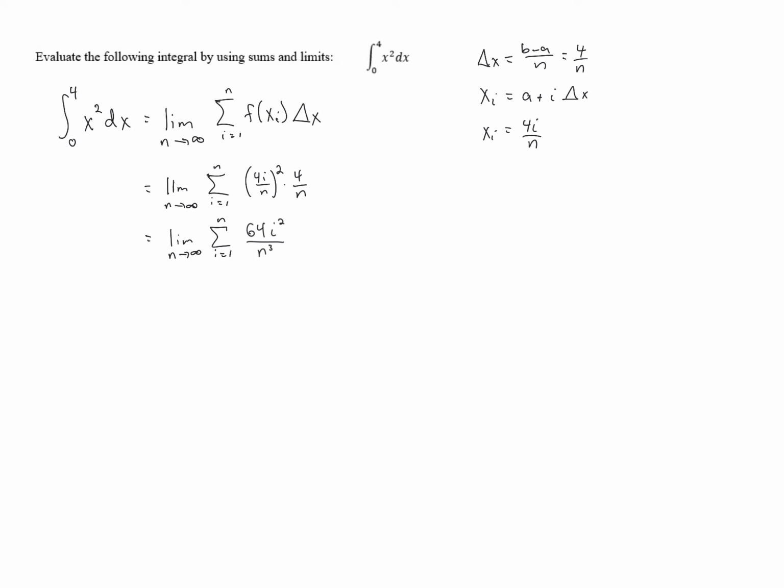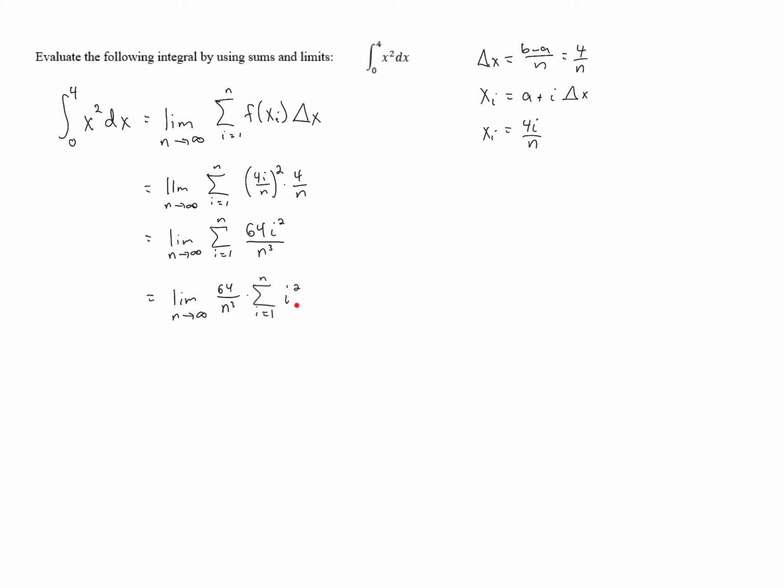And we know that if we're looking at this sum, the variable between the terms in that sum is i. i is the thing that's changing. And so 64 over n cubed, those are actually constants with respect to this sum, because the variable of the sum is i. So we can pull those outside of the sum and write this as the limit as n approaches infinity of 64 over n cubed times the sum as i ranges from 1 to n of i squared.